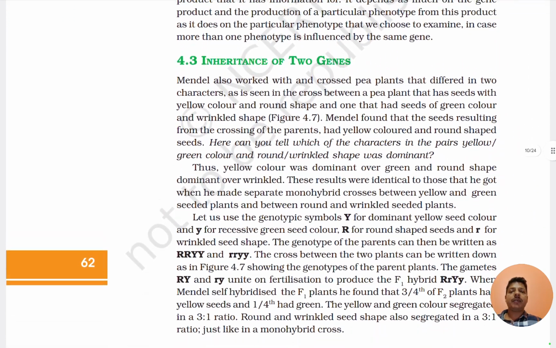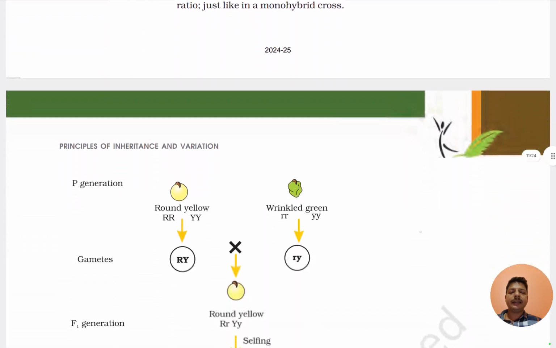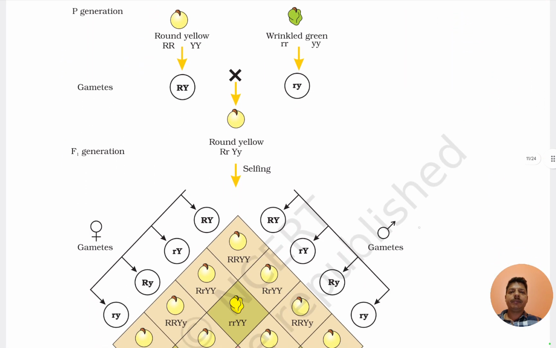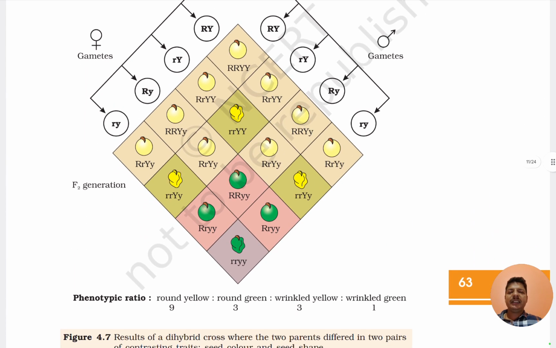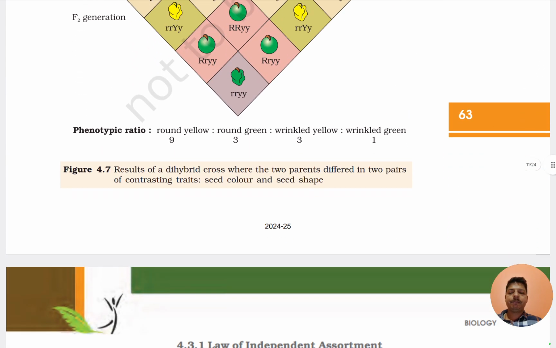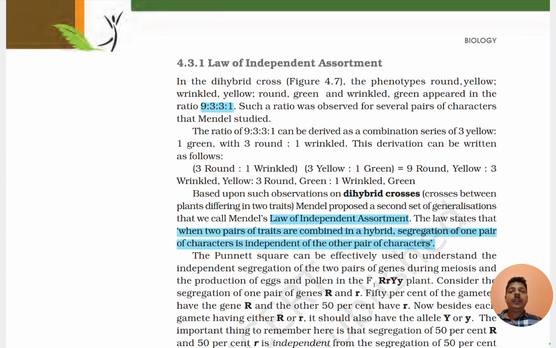Next, coming to inheritance of two genes. Genes are inherited. Here the dihybrid cross is given. Same diagram is there, with proper shape you can find out. As I told you, no genotype ratio will be asked in exams, but that is for your extra knowledge.